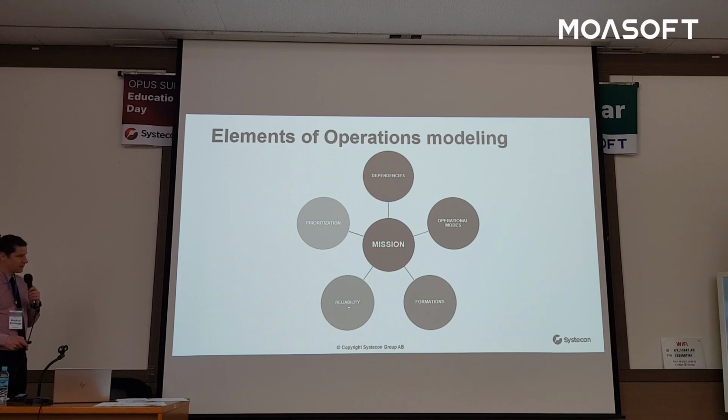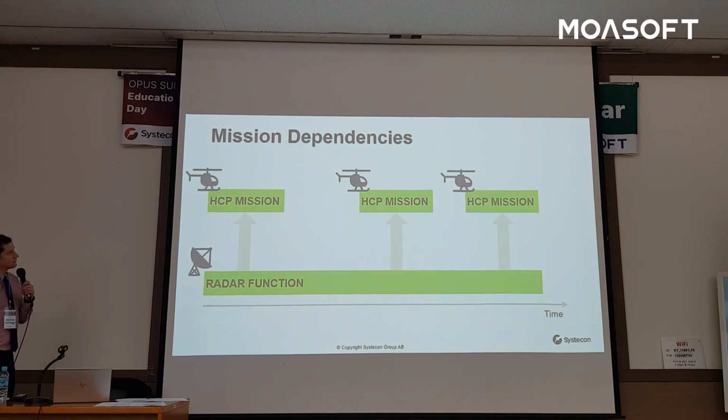You can also have, for some missions, the reliability change. Typically, if I'm doing some kind of engagement, the failure rates might be higher for the weapon systems. But if I do just reconnaissance, the reliability is higher. It's a safer type of mission. And we can also model prioritizations of which types of missions are prioritized compared to others. But this is about dependencies.